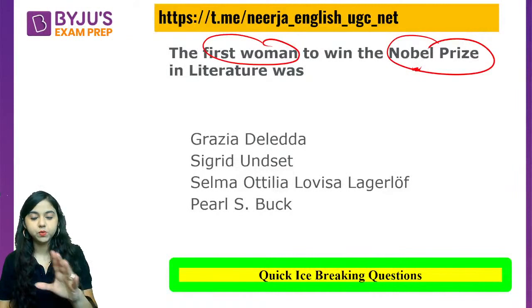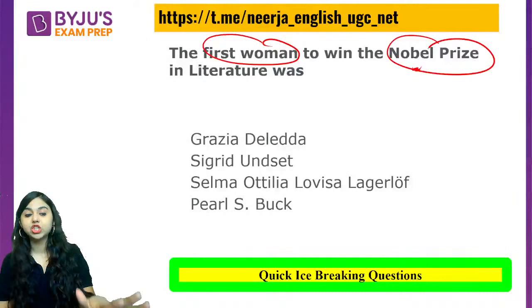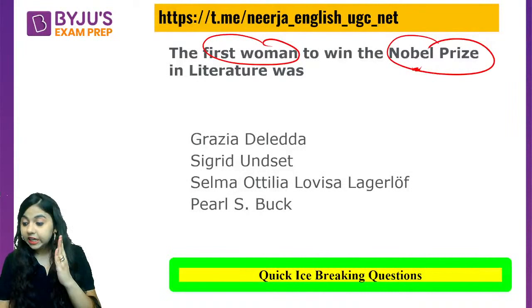Similarly, the first American to get the Nobel Prize, the first Australian to get the Nobel Prize, the first African to get the Nobel Prize. These categories also have to be cleared. In your NET exam, these kinds of questions have come.